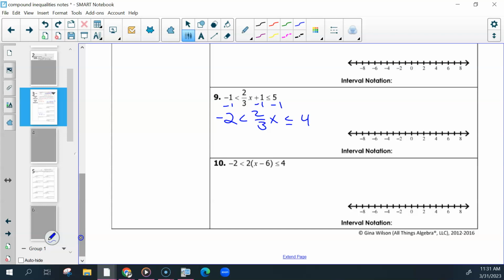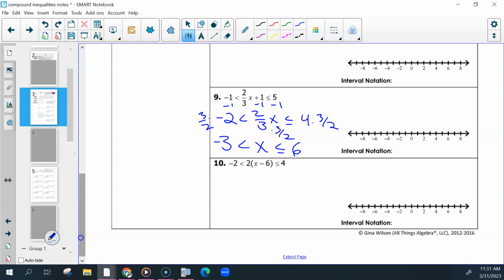Take the reciprocal, or flip it, and multiply it to everything. So then this would become negative 3 is less than x, 12 over 2. So 6.